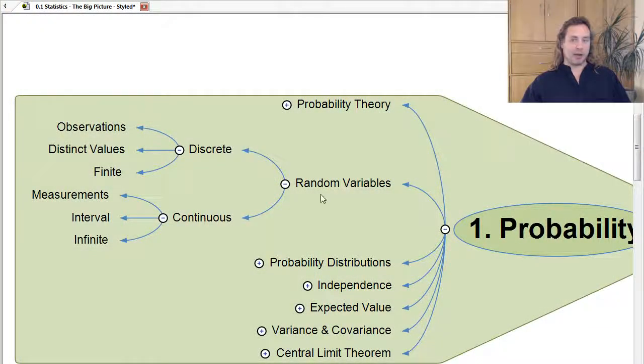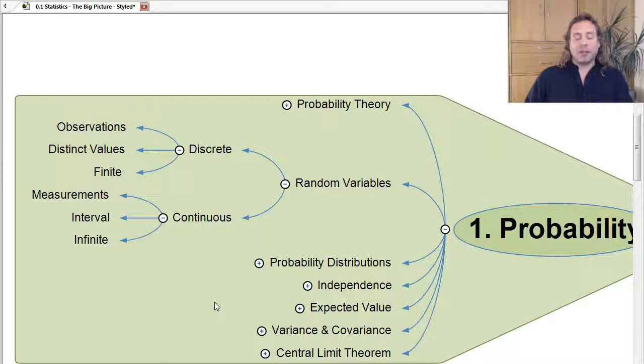In our big picture of statistics, we've started to take a look at probability. We looked at probability theory in the last video, and in this one we're going to take a look at random variables and what they are. So I'm going to switch over now, and here we are. I've opened up the random variables into all its subsections.